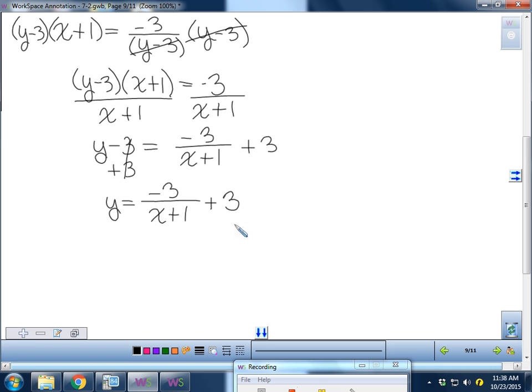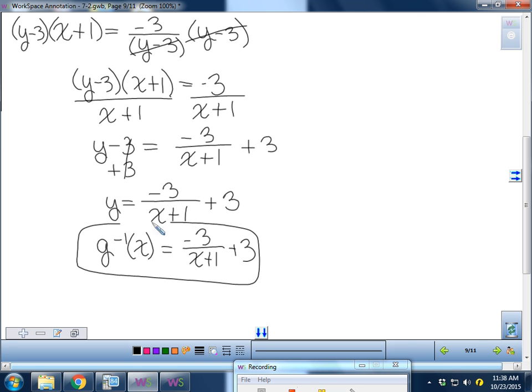Now, you're not finished, because once you have isolated the y, you're going to have to change it to inverse function notation. Oops, I did it again. We started with a g, right? So g inverse of x equals negative 3 over x plus 1 plus 3. All right. So a couple of more difficult ones there for you. All right, and then I have a couple more that I'm going to show you.